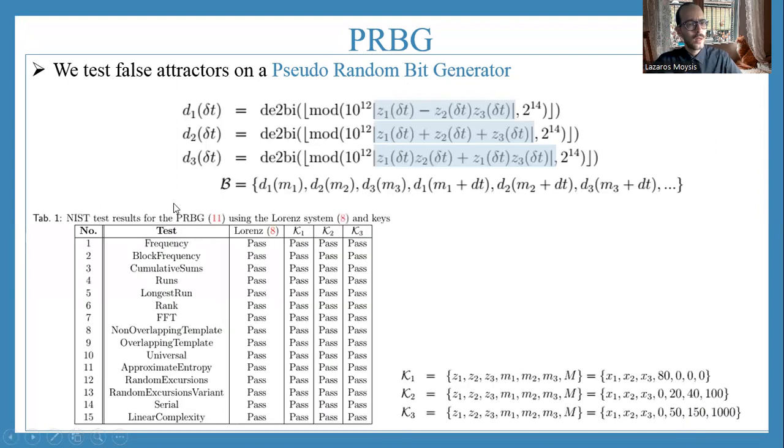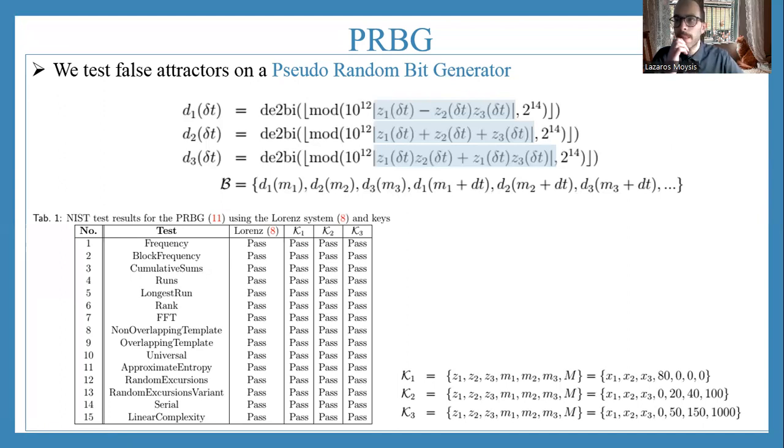And to see if it is a good enough PRBG, I tested it on the Lorenz system and three different false attractors. So K1, K2, and K3 are the keys for the different false attractors that I considered. I tested the PRBG through the NIST statistical tests. It is a very common set of 15 statistical tests that is performed on bit generators. All of them pass the generator successfully.